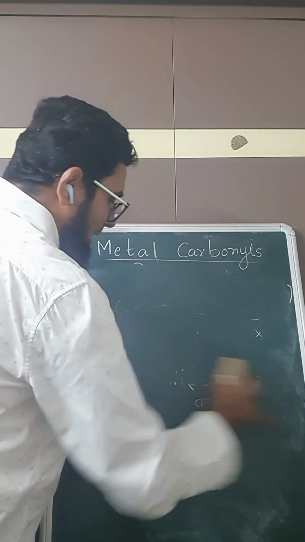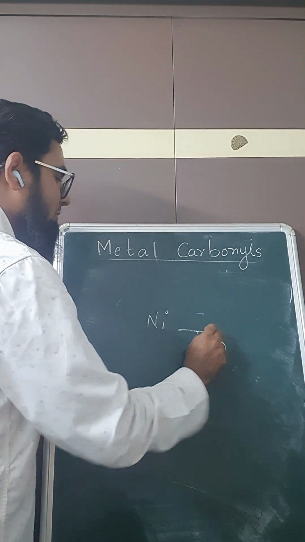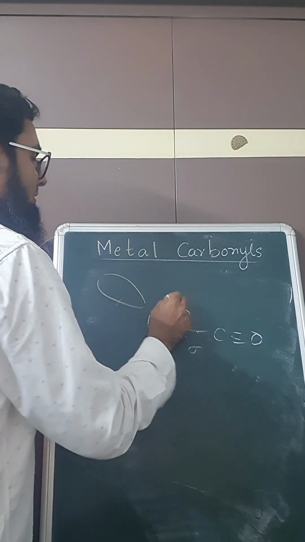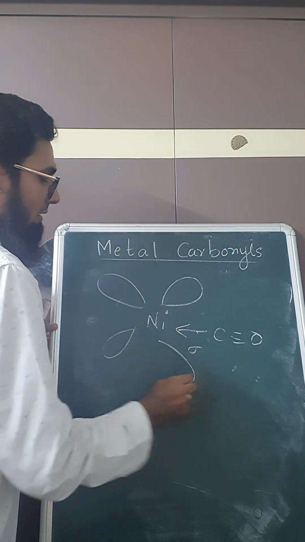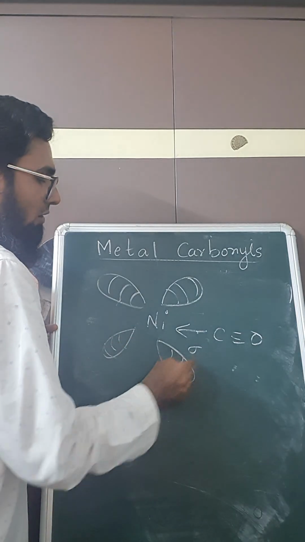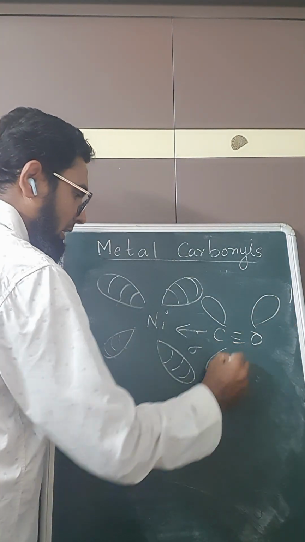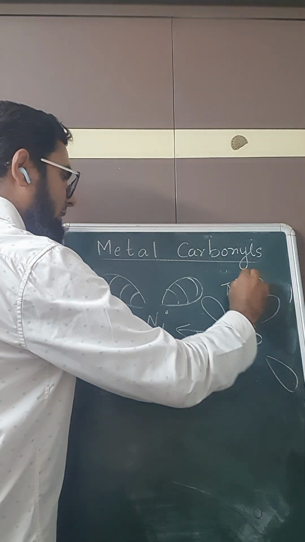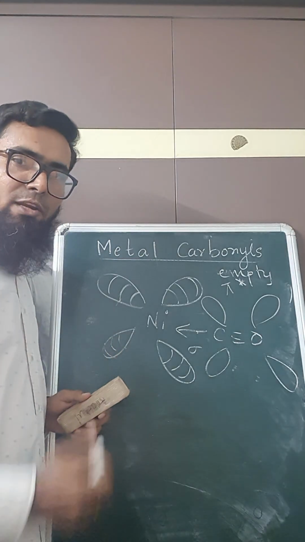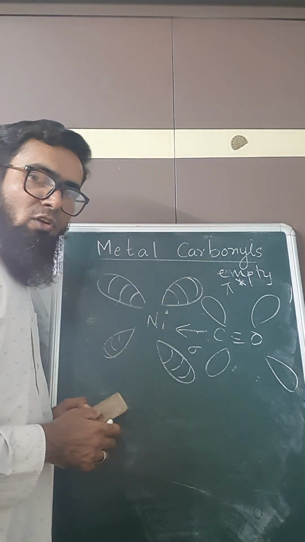So that's why, in order to stabilize itself, nickel, after making a sigma bond, will take the help of its filled d orbitals. These are the filled d orbitals of nickel, and you have empty pi star orbitals, the empty pi star orbitals of CO. CO is a molecule. According to molecular orbital theory, in CO there is an empty pi star orbital present.